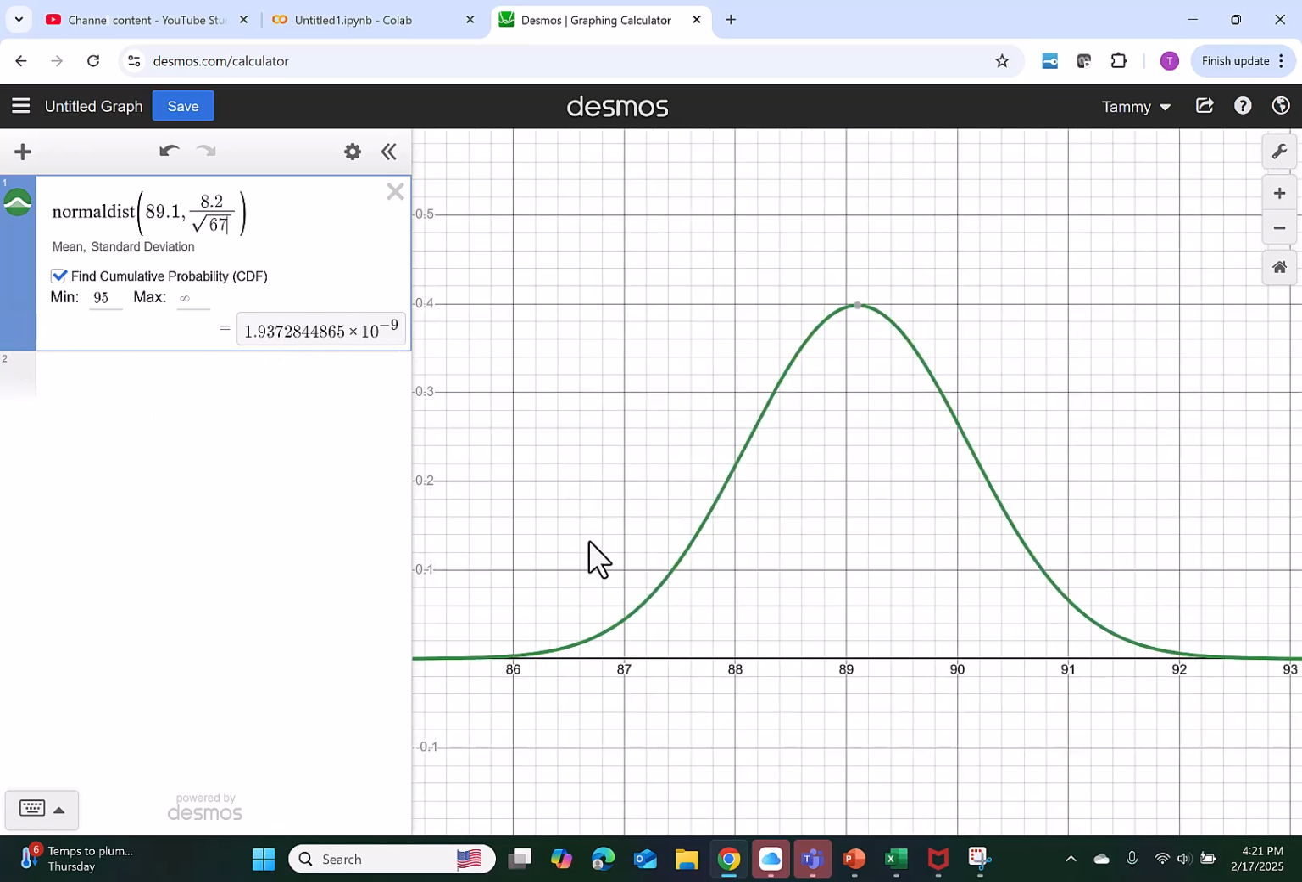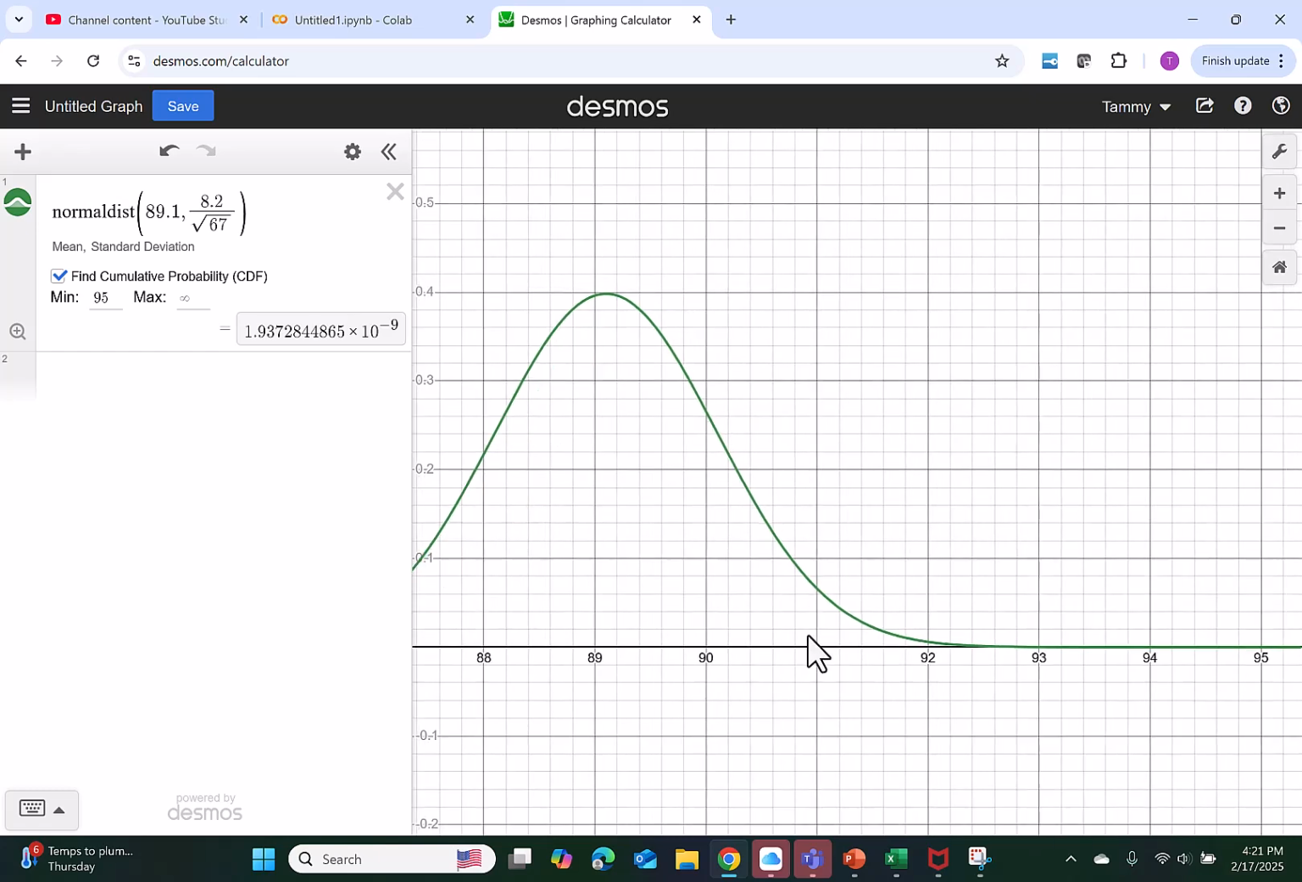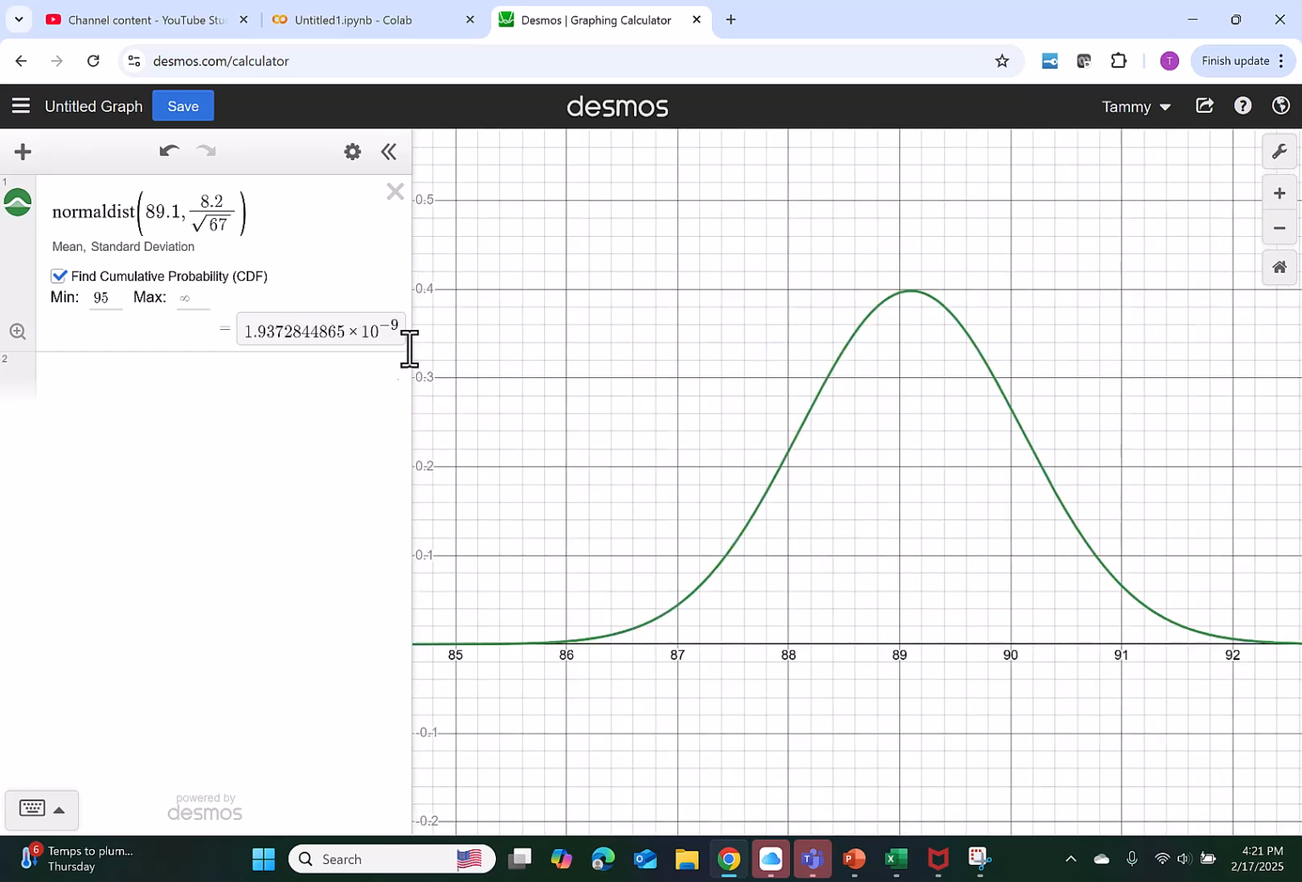That's essentially 0. When you look at the graph, you don't see any of the areas shaded. This is too far off the graph for there to be much area. Anytime you see something in scientific notation, you know you can just put in 0 for the probability.